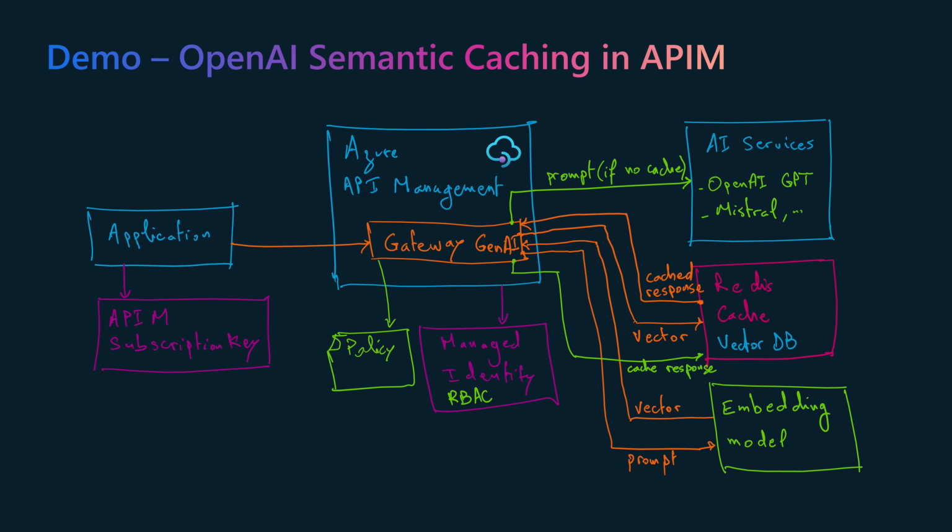Follow me in the next video to see a demonstration for how to enable semantic caching in Azure API management for LLM model like OpenAI. You will learn how to enable semantic caching in Azure API management and OpenAI.